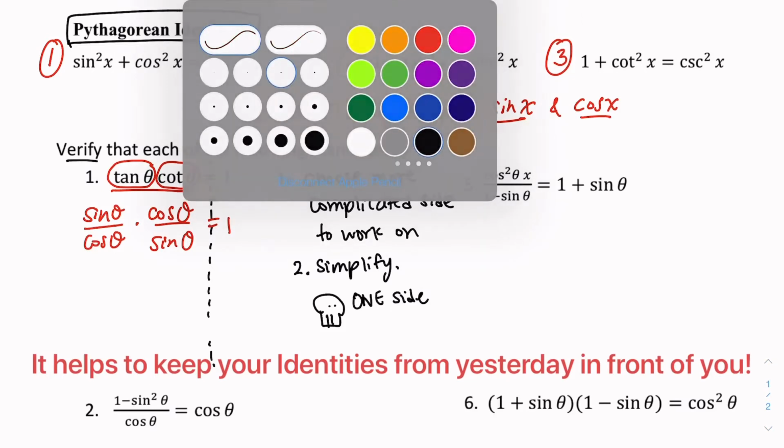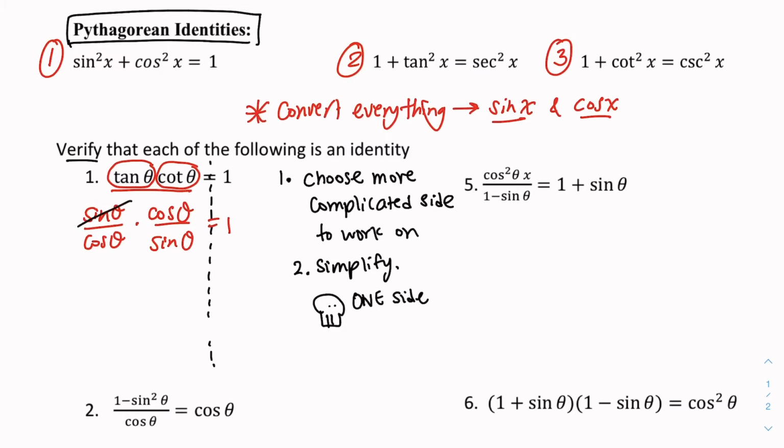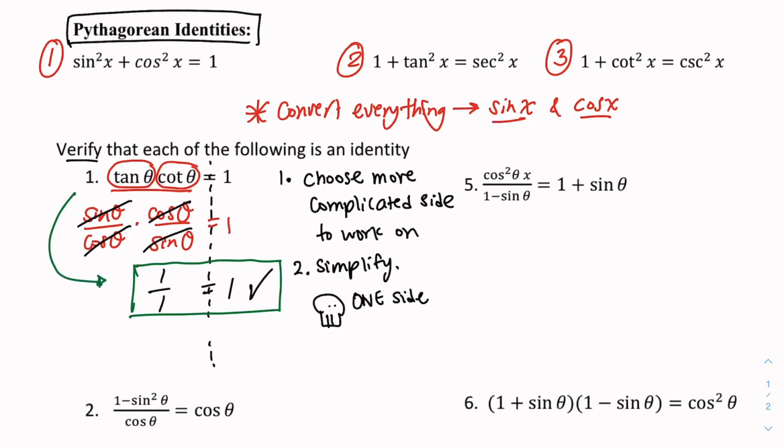So we chose to work on the left side. Let's see what happens. The sines will cancel, the cosines will cancel, so I'm left on top with just 1 over 1, which does equal 1, and we're done. That's how verifying works. It's even easier than yesterday because you know what your final answer is supposed to be. We know that we're supposed to get 1. So that's pretty cool. Let's try number 2 together.